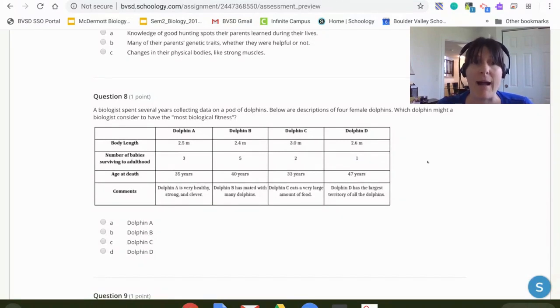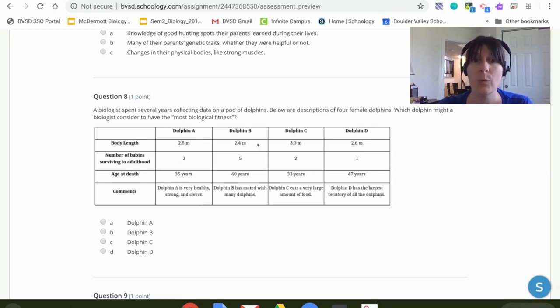Question 8. A biologist spent several years collecting data on a pod of dolphins. Below are descriptions of 4 female dolphins. Which dolphin might a biologist consider to have the most biological fitness? Dolphin A has a body length of 2.5 meters. 3 babies survived to adulthood. It was 35 years old at death. And comments say Dolphin A is very healthy, strong, and clever.